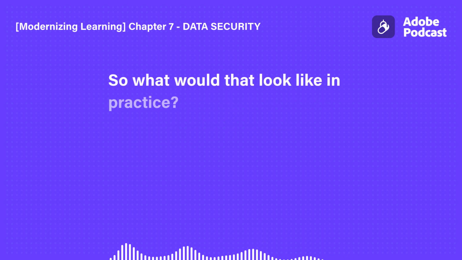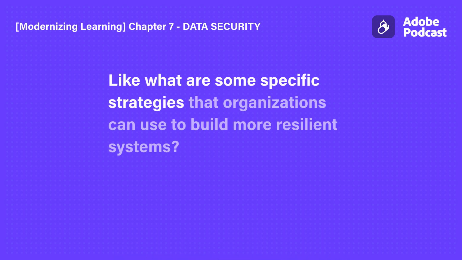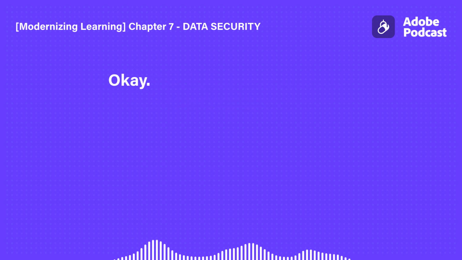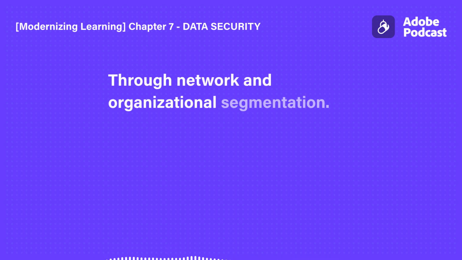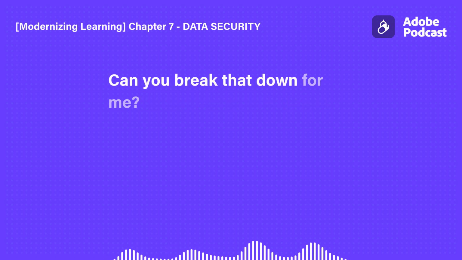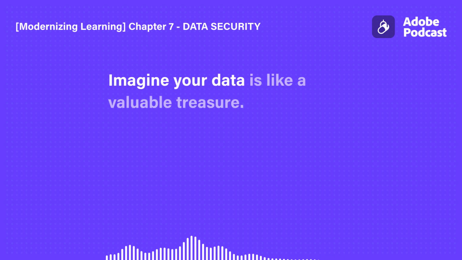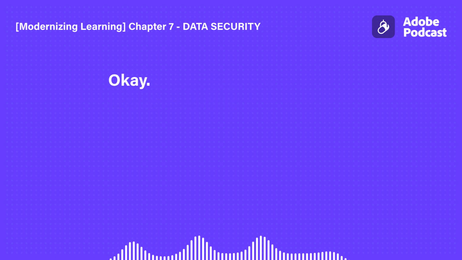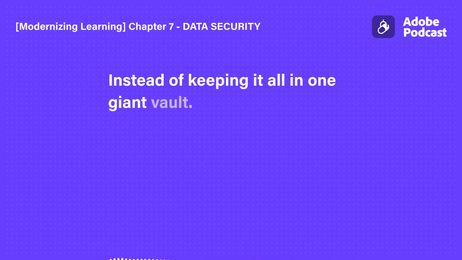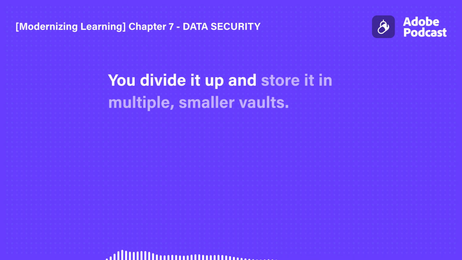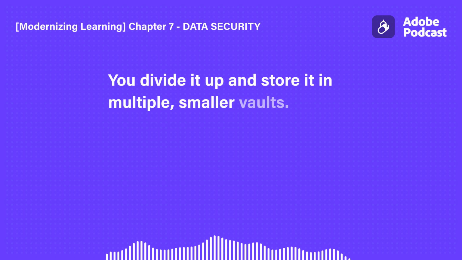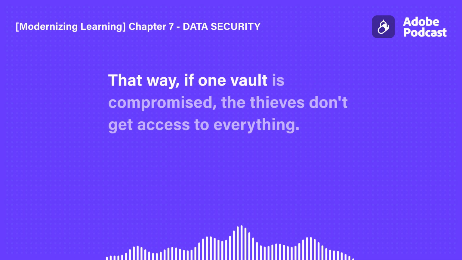So what would that look like in practice? Like, what are some specific strategies that organizations can use to build more resilient systems? Well, the chapter recommends a few key strategies. One is separating data lakes through network and organizational segmentation. Can you break that down for me in plain English? Sure. Imagine your data is like a valuable treasure. Instead of keeping it all in one giant vault, you divide it up and store it in multiple smaller vaults. That way, if one vault is compromised, the thieves don't get access to everything.